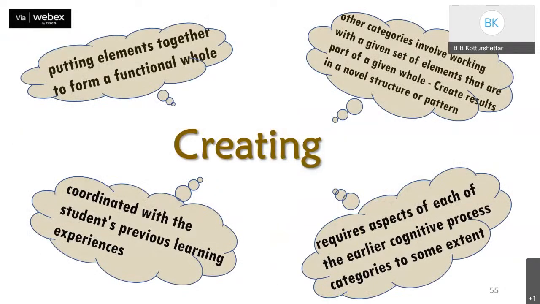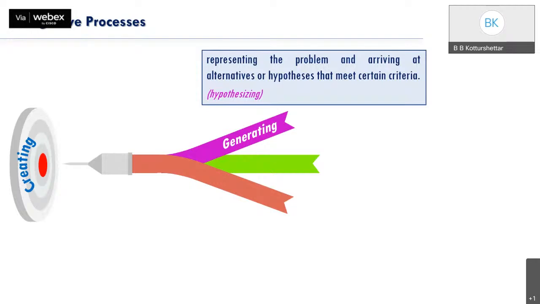Moving forward, the last in the list, that is creating. Creating is putting elements together from parts to a whole, right? So it is coordinated with the students' previous learning experiences. It involves a little bit of everything from remembering to evaluating, and finally creating something. The cognitive processes associated with creating are three. One is generating, that is representing the problem and arriving at alternatives.